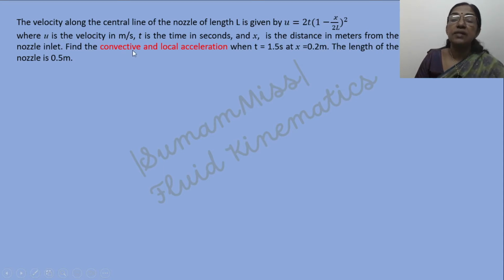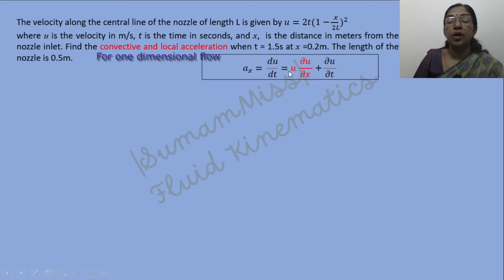So we have to find out the convective and local acceleration when t equal to 1.5 seconds and x equal to 0.2 meter. The length of the nozzle is given as 0.5 meter. The velocity is given as a function of x comma t, which represents one-dimensional flow. The expression for convective and local acceleration can be written as ax equal to u into ∂u/∂x, which represents the spatial variation of velocity, and ∂u/∂t represents the local acceleration, that is acceleration due to the change of velocity with respect to time.